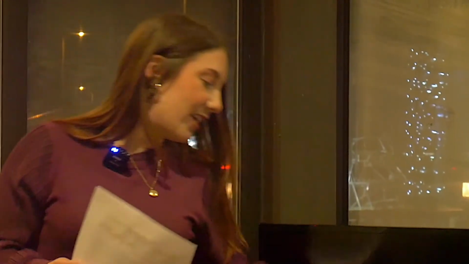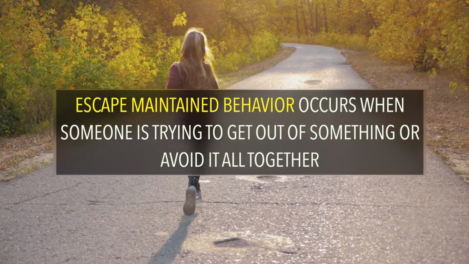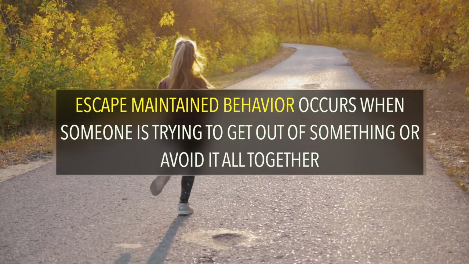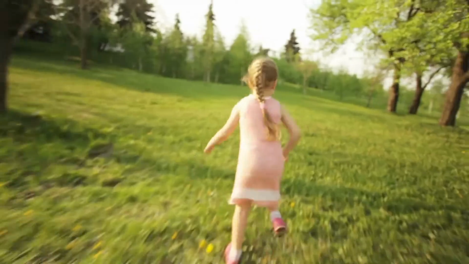Then the next function is escape. Escape-maintained behavior occurs when someone is trying to get out of something or avoid it altogether. So this can look like someone running out of a classroom when a task is presented, which would be the antecedent, a task is presented to them. Or throwing vegetables across the table, the vegetables being the antecedent. Or hiding from their parents when it's time to go for a dentist appointment, which I kind of don't blame because I hate going to the dentist, I don't know about you.